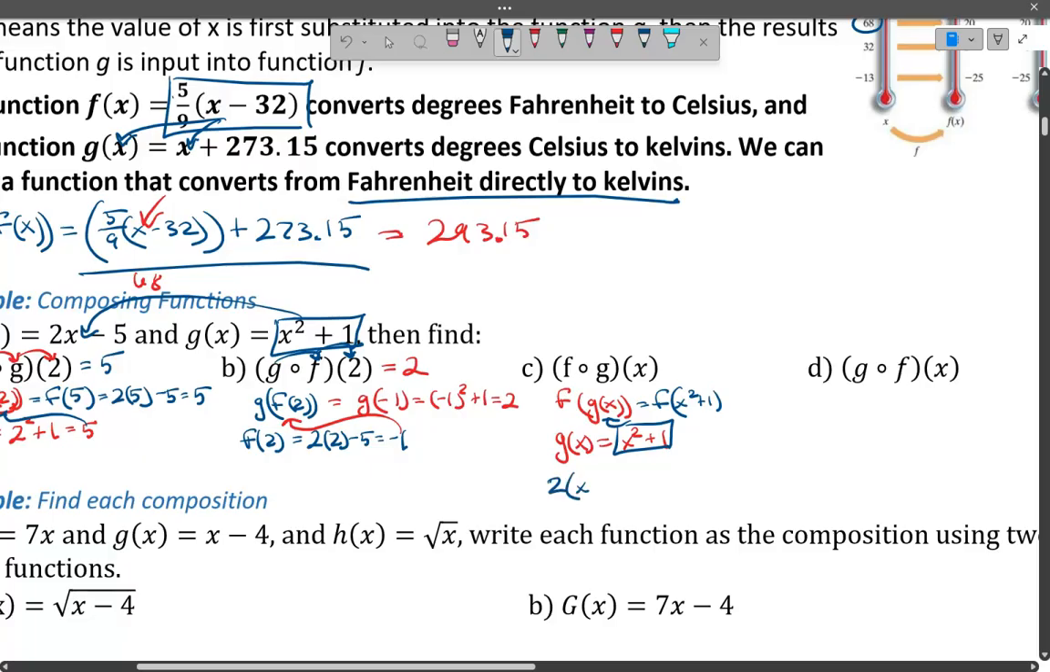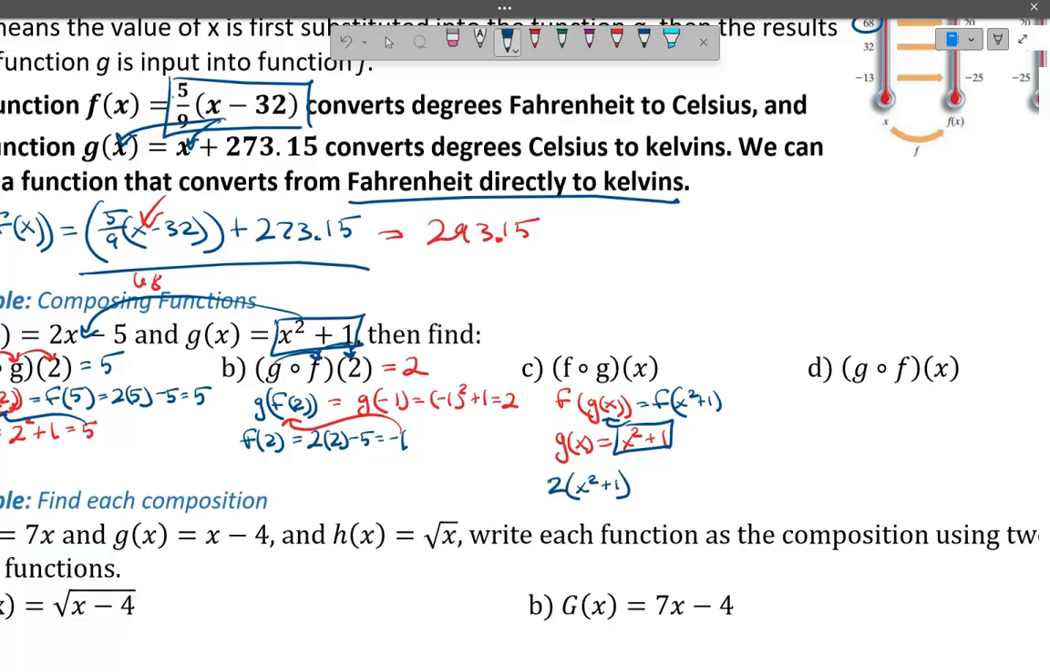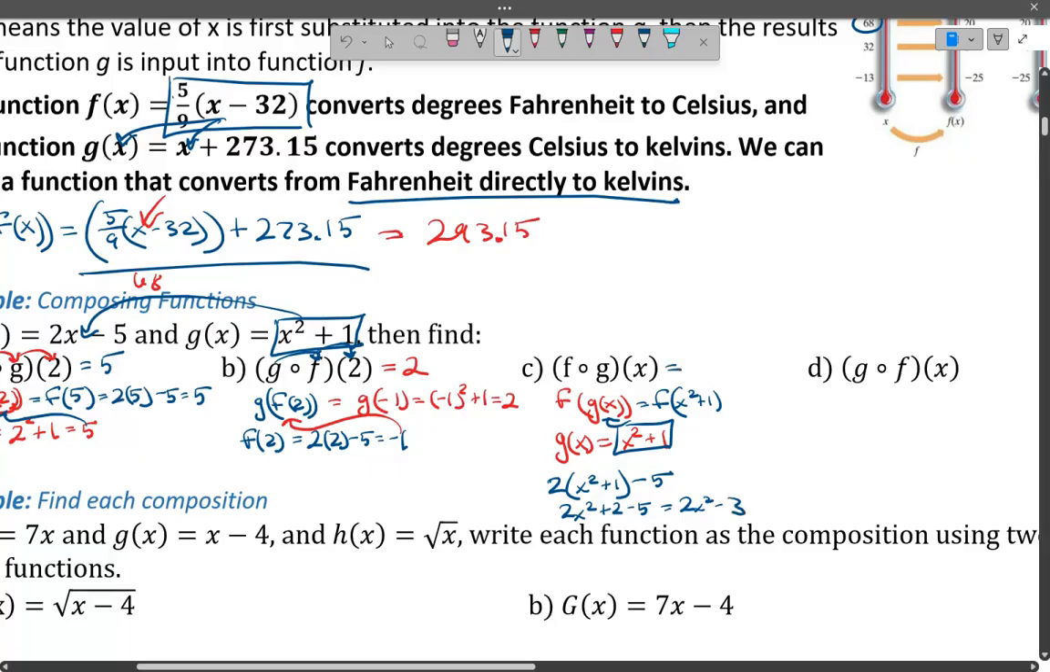2 and then multiply it by our new value of x, which is x squared plus 1, and then we can subtract 5. And then we'll simplify by distributing: 2x squared plus 2 minus 5, which equals 2x squared minus 3. So now we have this singular formula that represents f of g of x.